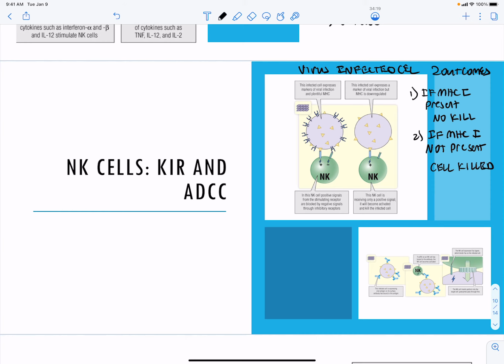Now, one thing to keep in mind is that it's not as easy as this. It's actually a very elaborate and very controlled process. So there are about 20 different receptors that activate or inhibit NK cells. They are a very fluid population and a very complicated population.